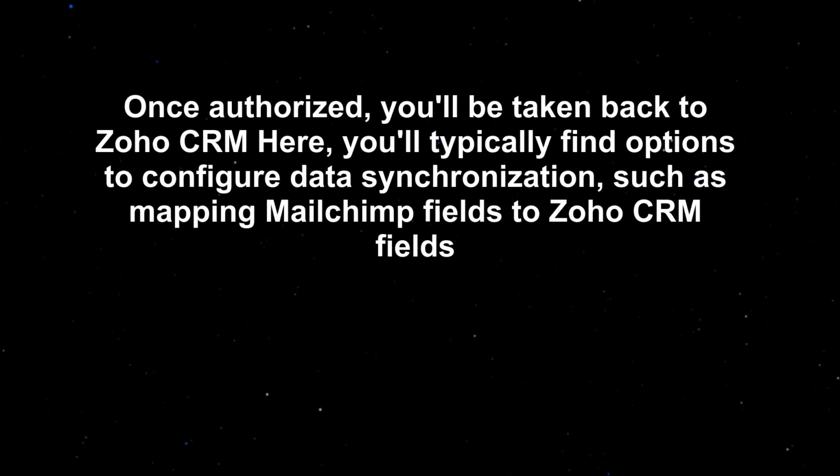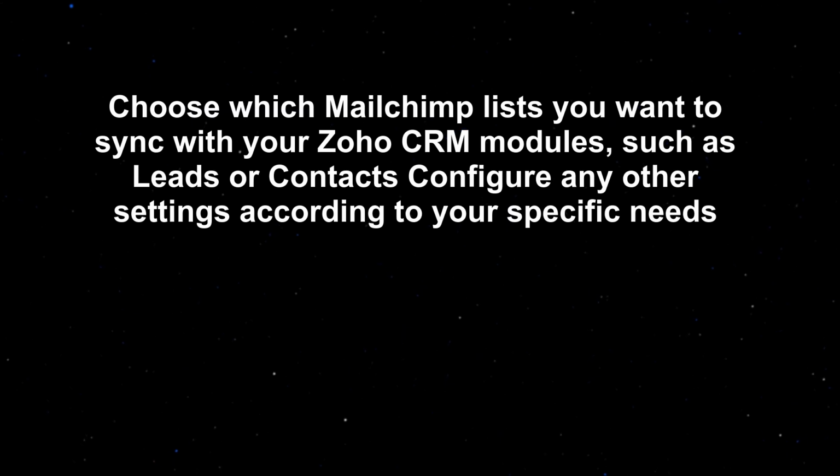Here, you'll typically find options to configure data synchronization, such as mapping Mailchimp fields to Zoho CRM fields. Choose which Mailchimp lists you want to sync with your Zoho CRM modules, such as leads or contacts. Configure any other settings according to your specific needs.